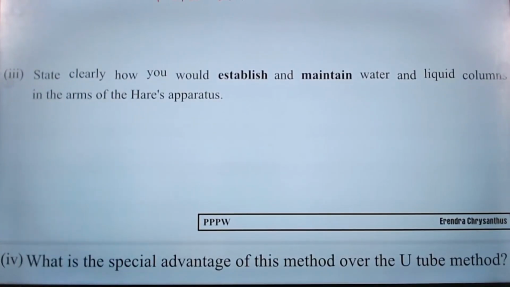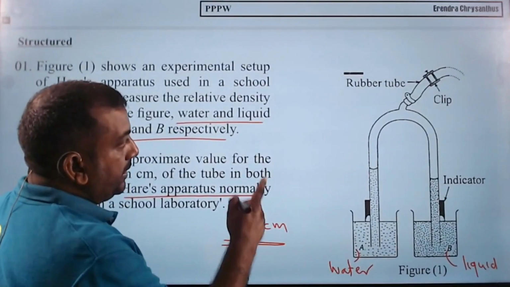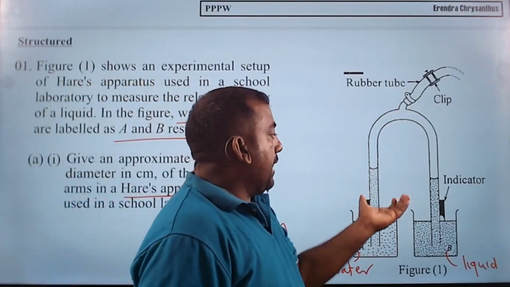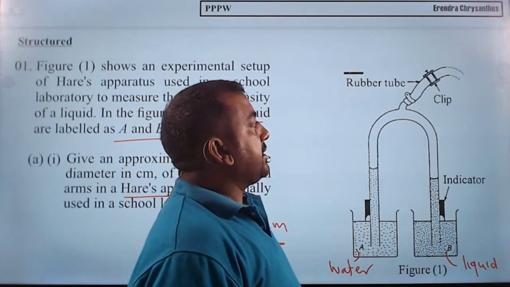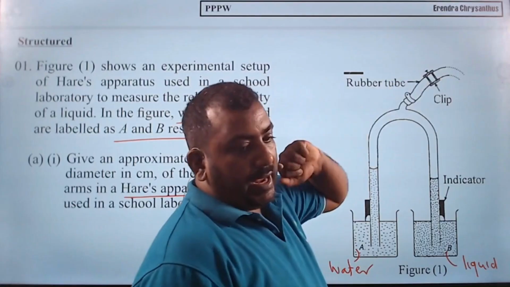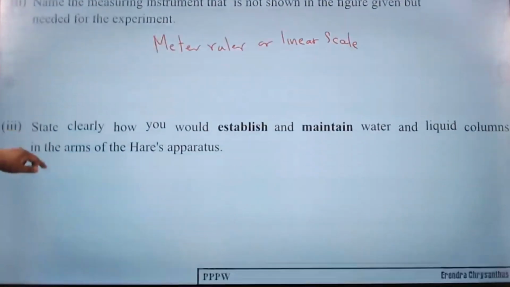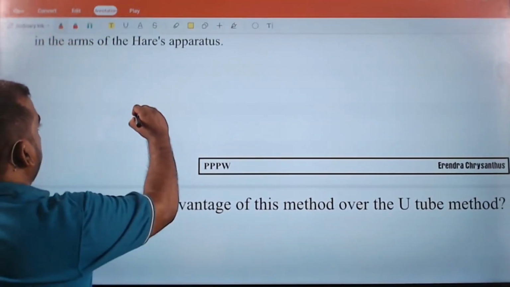State clearly how you would establish the particular height. So we suck the air out of the rubber tube. You can write there: we suck the air from the rubber tube until water and liquid rise, and we close it using the clip. Okay. So this one is done.